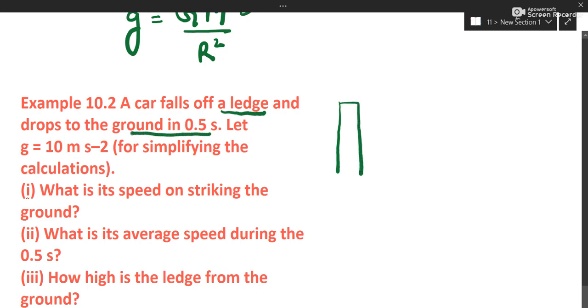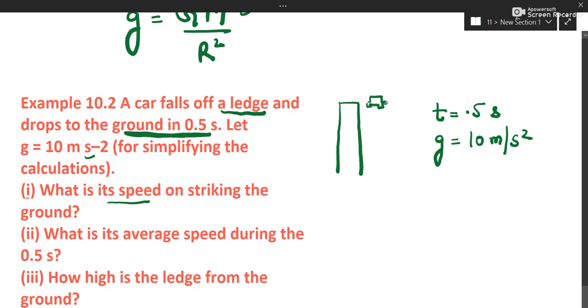It drops to the ground in 0.5 seconds. So time is 0.5 seconds. G is given, that is, acceleration due to gravity is 10 meter per second square. What is the speed on striking the ground? So the car is falling from here.